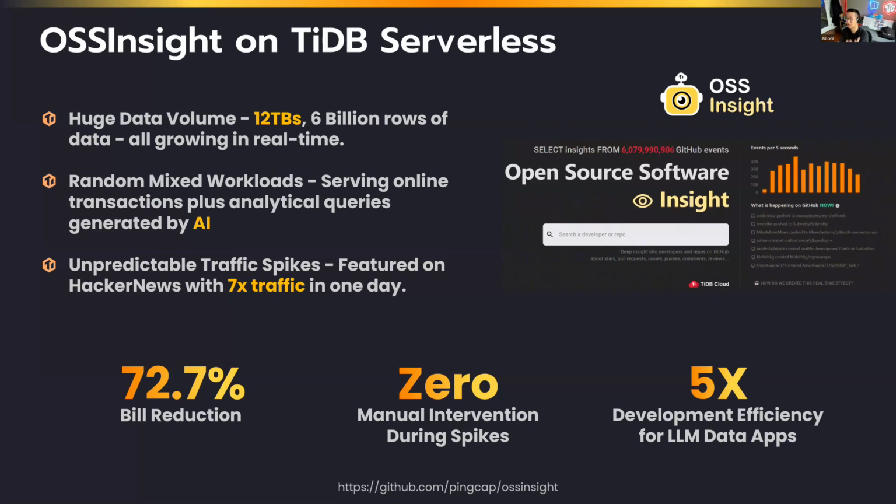Of course, TiDB Serverless can handle unpredictable traffic spikes. Earlier this year, OSS Insight was featured on the top page of Hacker News, and it gained 7 times traffic in 1 day. Our developers just sat still, and they didn't need to do any manual intervention during the traffic spike. Zero maintenance, zero capacity planning. Everything happened smoothly on that day.